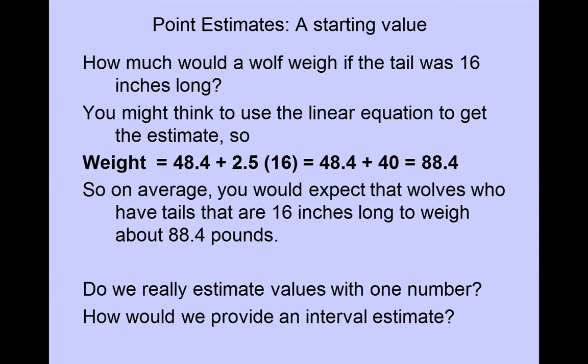Now as a point estimate, you might think, I could use the equation of a line, stick in my 16-inch tail length, and solve to get an estimated weight. So we go back to our regression equation, which was weight equals 48.4 plus 2.5 times the tail length. 2.5 times 16 is 32 plus half of 16, which is 8, so that's 40. So 48.4 plus 40 would be 88.4. So I might say that, on average, I would expect wolves that have tails that are 16 inches long to weigh 88.4 pounds.